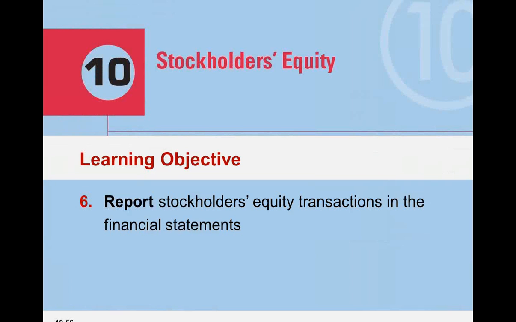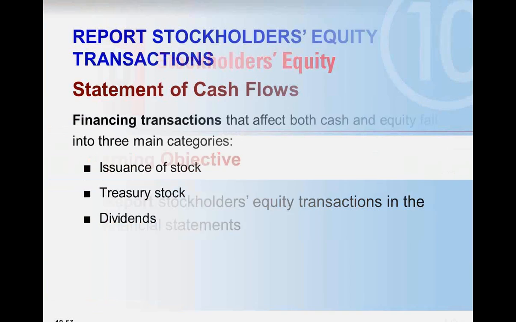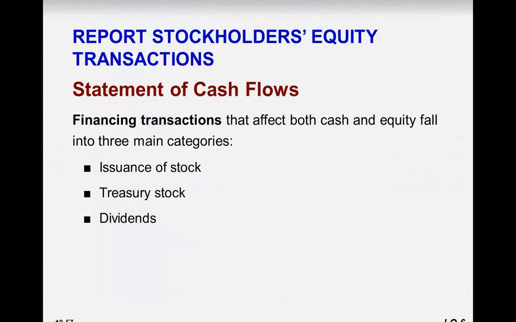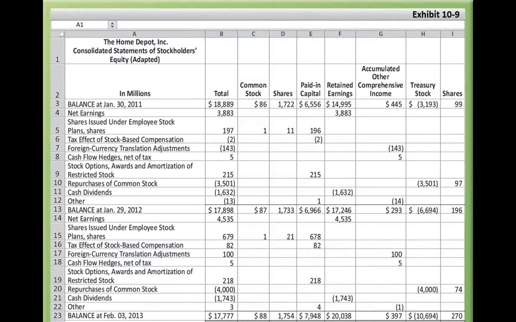And how do we report stockholders' equity in the financial statements? For the statement of cash flows, these are all financing transactions. They affect both cash and equity, right? These include the issuance of stock, the Treasury stock transactions, and the dividends. If I issue stock, then my cash goes up in my statement of cash flows. If I buy Treasury stock, my cash goes down. If I sell Treasury stock, my cash goes up. Pay dividends, my cash goes down. The next chapter is the statement of cash flows, and it'll make a little more sense maybe to you at that point in time.